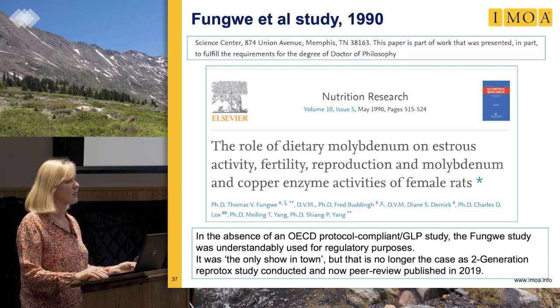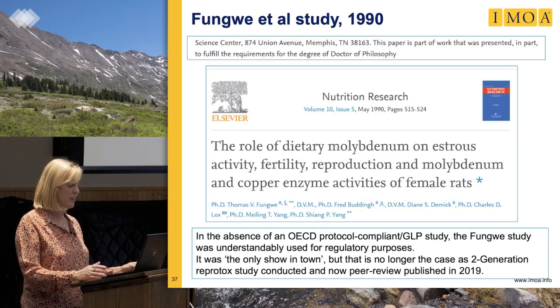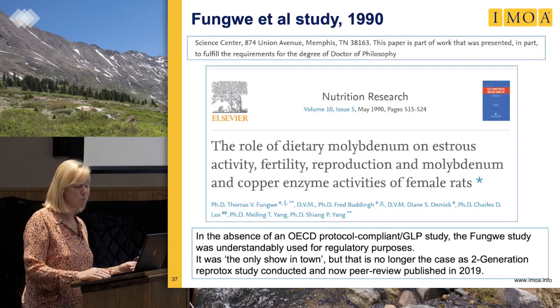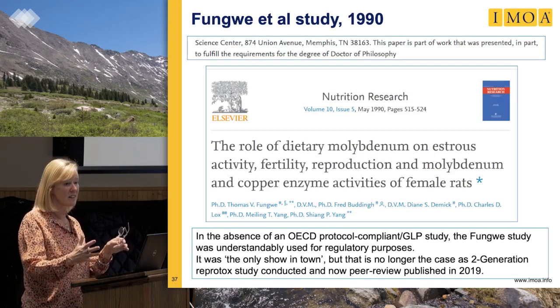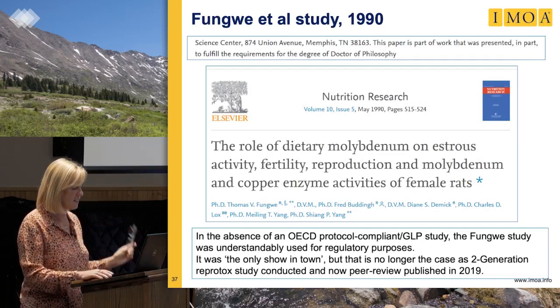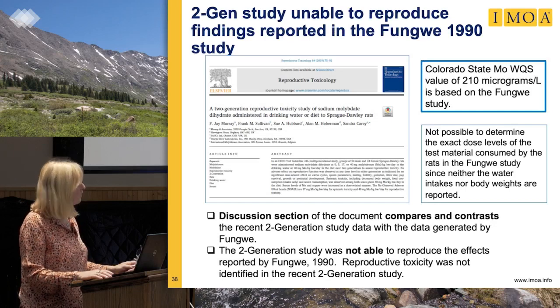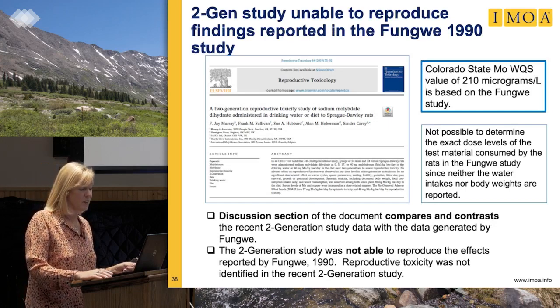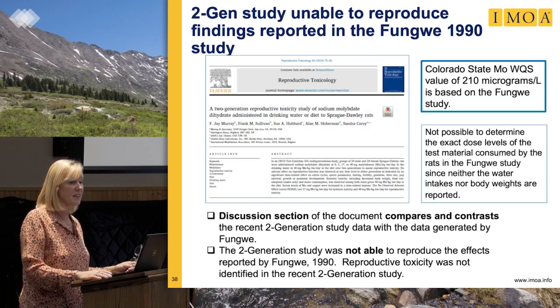That is no longer the case, as we now have the 2-generation reprotox study that has been conducted and now peer-reviewed, published at the beginning of this year. So there now is a weight of evidence against which to relook at the Fungway study. Okay, so our study was unable to reproduce the findings reported in Fungway.